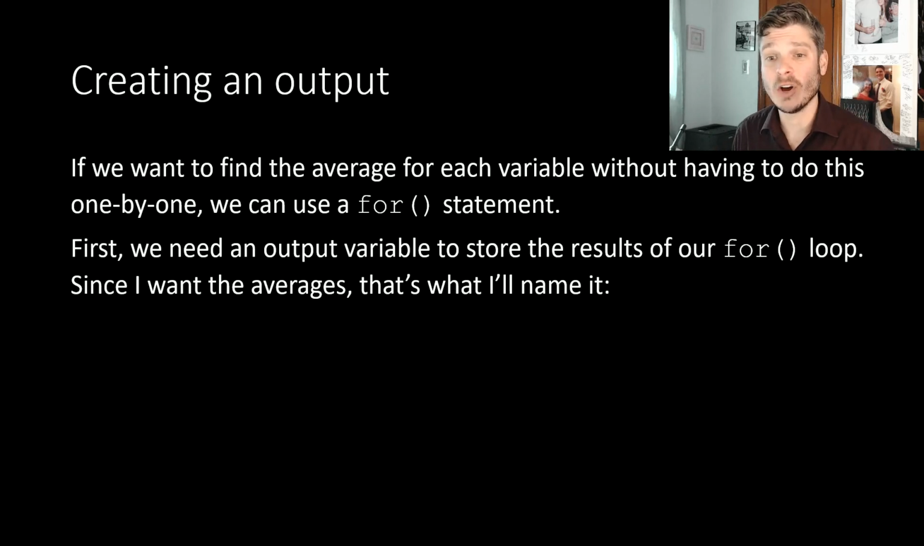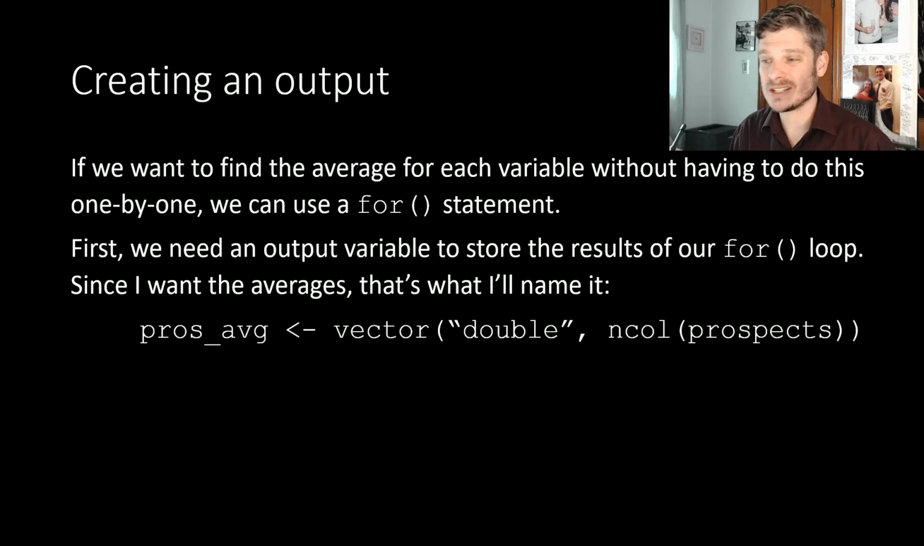And let me do it all with one block of code. So first things first, we need to make sure that we have an output variable to store the results of our for loop. Since I want the averages, that's what I'm going to name it: pros_average. So that is my output. I'm creating my output, and I want to tell the computer what to store in it already.